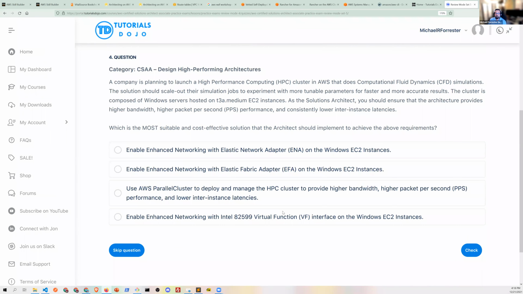All right. This is an HPC question. So a company is planning to launch an HPC cluster in AWS that does CFD simulations, computational fluid dynamics. The solution should scale out their simulation jobs to experiment with more tunable parameters for faster and more accurate results. The cluster is composed of Windows servers hosted on T3A medium EC2 instances. As the SA, you want to make sure the architecture provides higher bandwidth, higher packets per second performance, and lower inter-instance latencies, right?